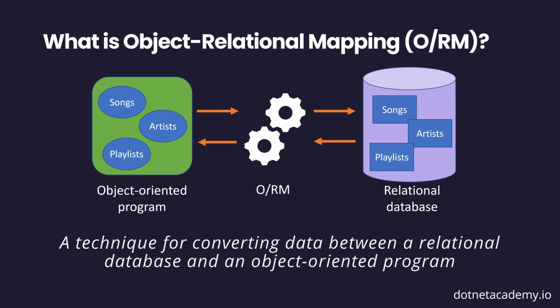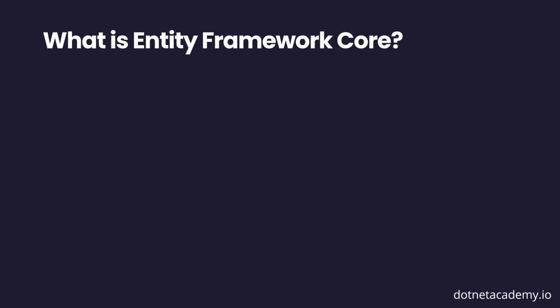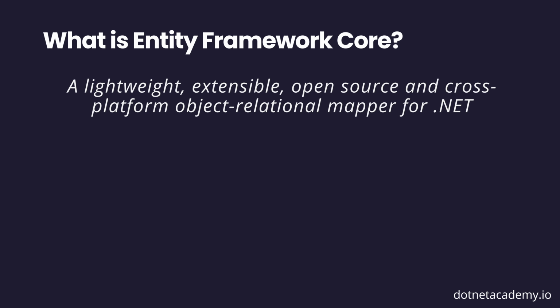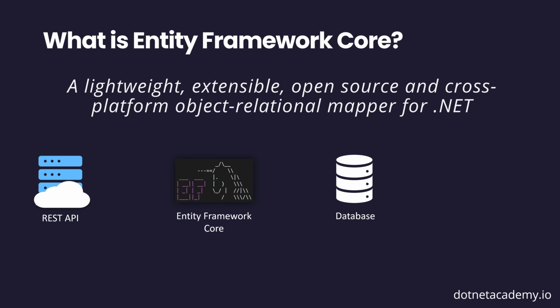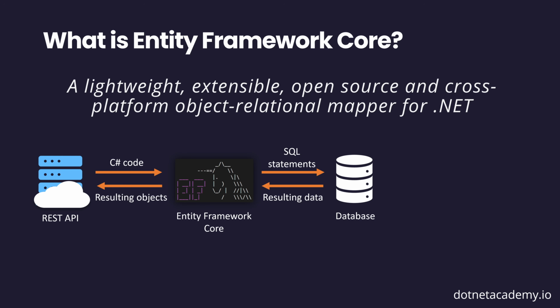And fortunately, ASP.NET Core includes a great ORM framework called Entity Framework Core. So what is Entity Framework Core? It is a lightweight, extensible, open source, and cross-platform object relational mapper for .NET. Entity Framework Core will sit between your REST API and your database server. Besides mapping your .NET objects to database tables, it will translate your C# data access code into SQL statements that the database server can understand. And it will also translate any resulting data from the database into objects that your API can easily manage.